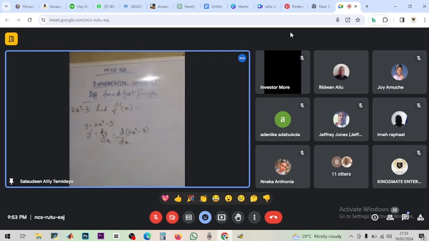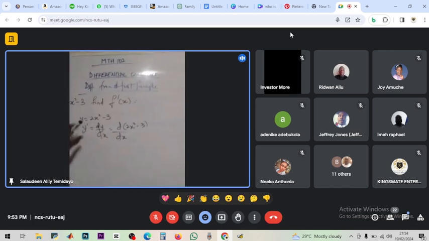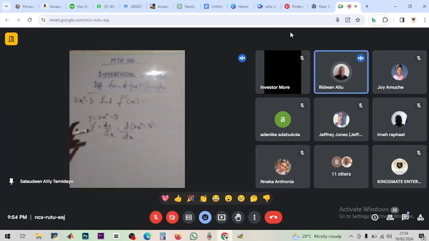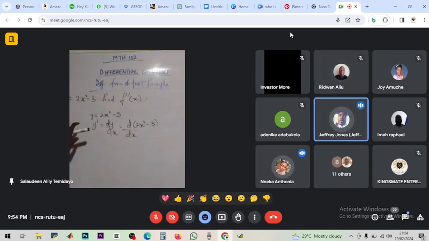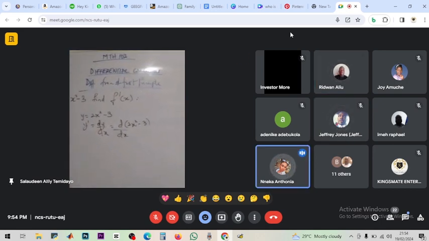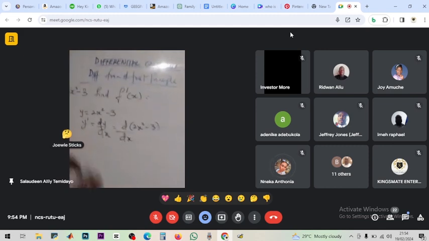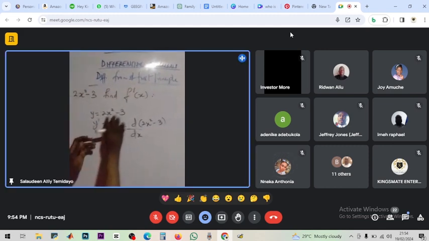Please, do you understand what I did here? If you want me to explain this thing I wrote here again, I will. Please explain again. I said y is given as 2x squared minus 3.